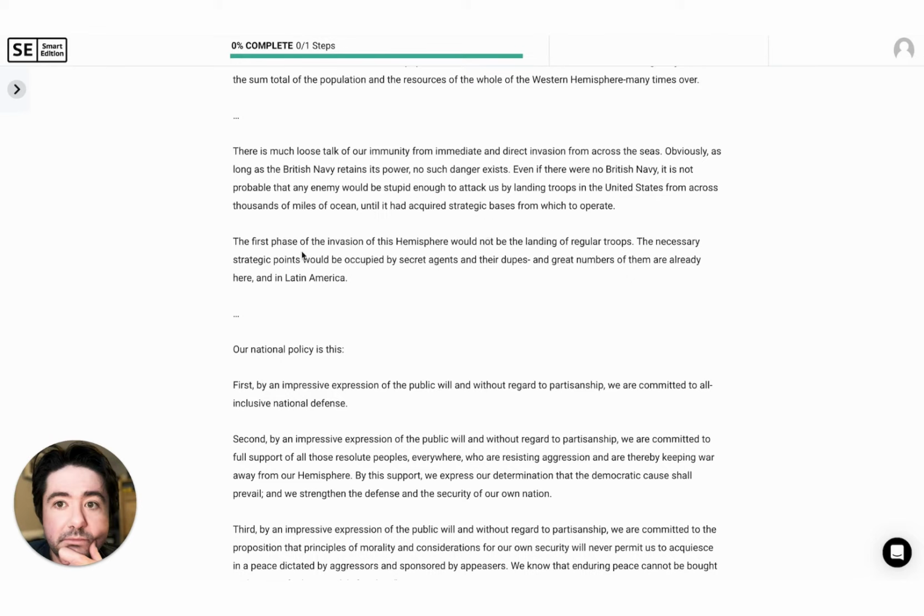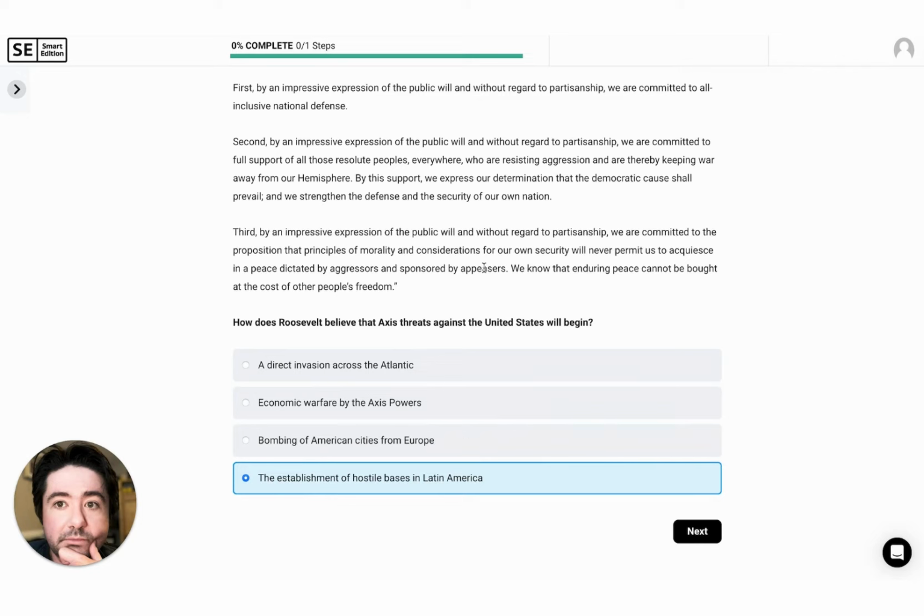The necessary strategic points would be occupied by secret agents and their dupes, and great numbers of them are already here and in Latin America. The answer is right there. You don't need to read into it. Roosevelt's just saying it to the world. The Axis powers are going to try to create bases and try to have a foothold in Latin America first. And that's why we get our right answer.